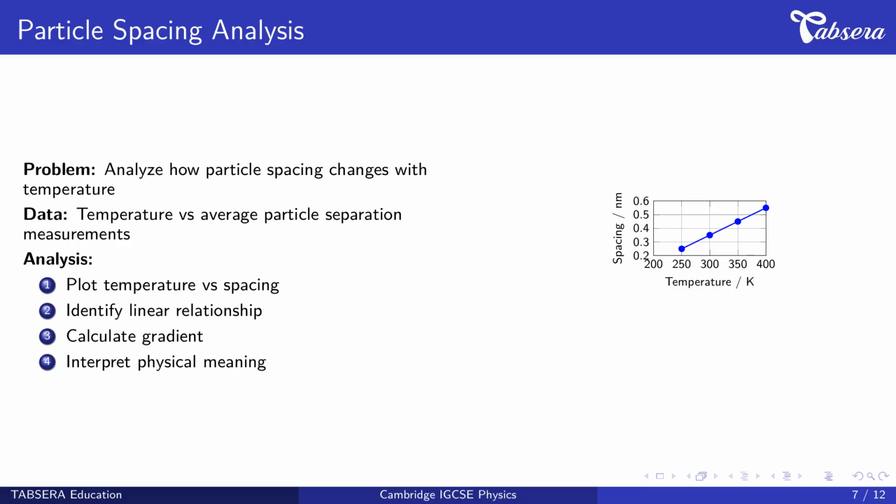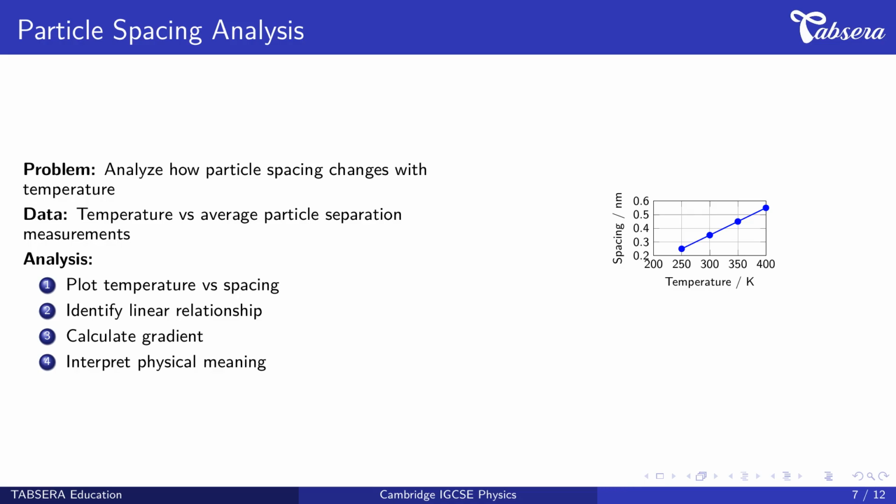Example 2 applies particle theory to real data. The problem is, analyse how particle spacing changes with temperature using experimental measurements. The data shows temperature in Kelvin versus average particle separation in nanometers. Now we analyse. First, plot the data points.